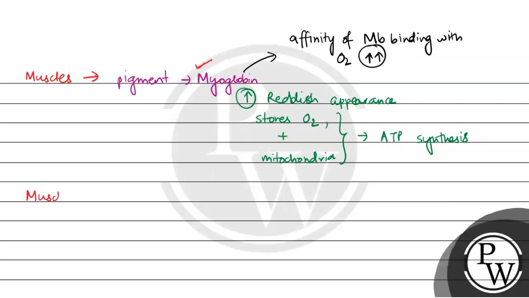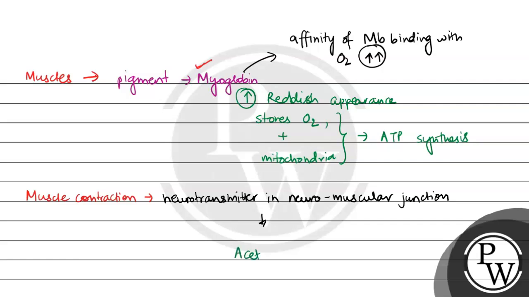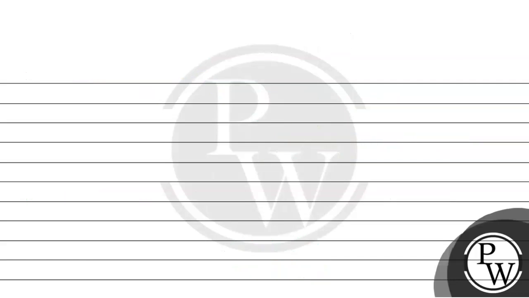Moreover, muscle contraction occurs by the release of a neurotransmitter in the neuromuscular junction or the motor end plate, called acetylcholine. This acetylcholine reaches the sarcolemma and then inside the sarcoplasm it releases the calcium ions which are present inside the sarcoplasmic reticulum.